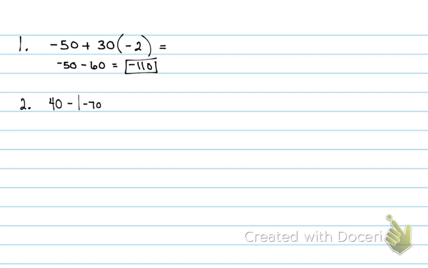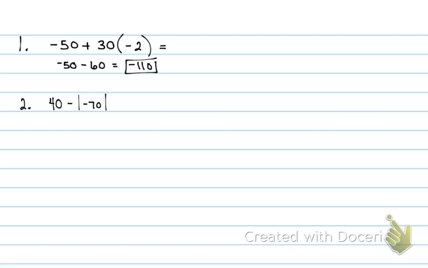40 minus the absolute value of negative 70. So absolute value is something I haven't seen in a while. All right, raise your hand if you think this is not a double negative. You are right. It's not. Double negatives are with parentheses. Absolute value, this is saying subtract the absolute value of negative 70.